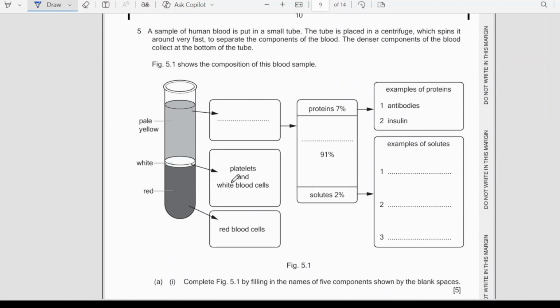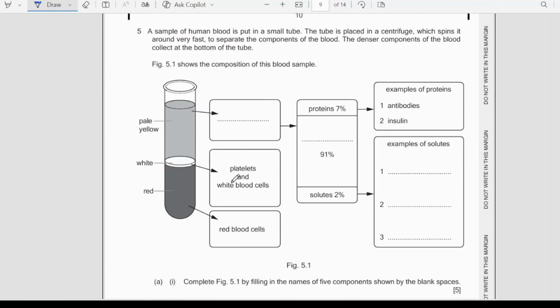Okay. This is a human blood. So we centrifuge it and then the different components are separated. The last part is the red part and it contains the red blood cells. They are the most dense ones because of hemoglobin. The white portion is the platelets and white blood cells. What is this pale yellow part? Plasma. It contains 7% protein and what is the major percentage? Water. Okay, and the solutes are these.